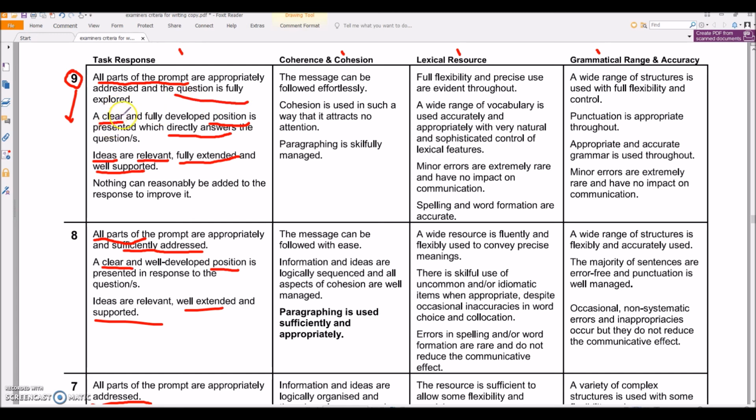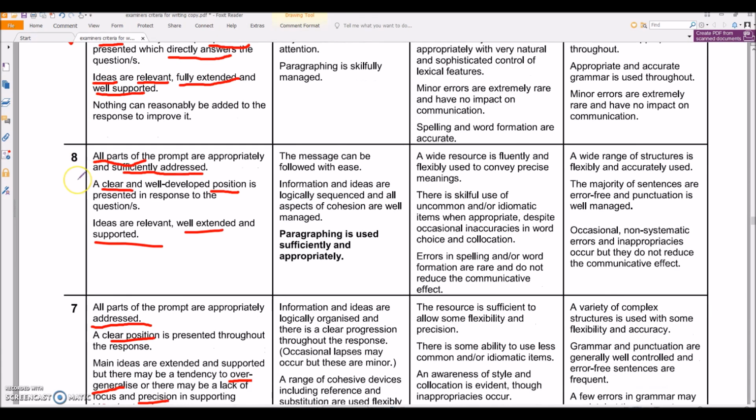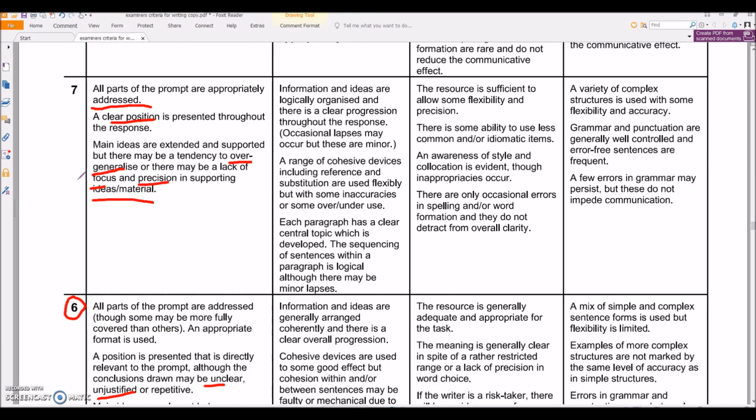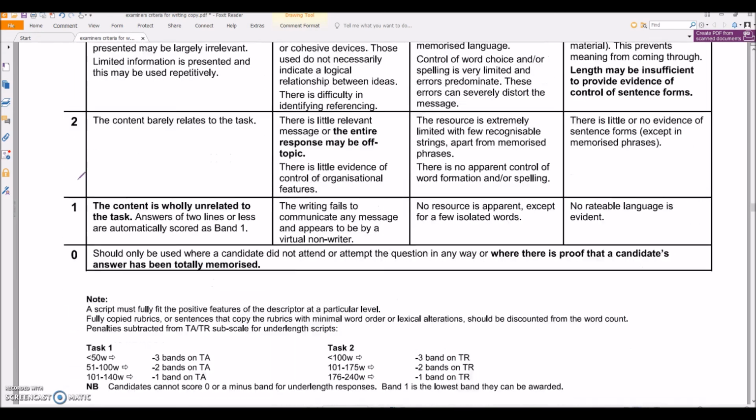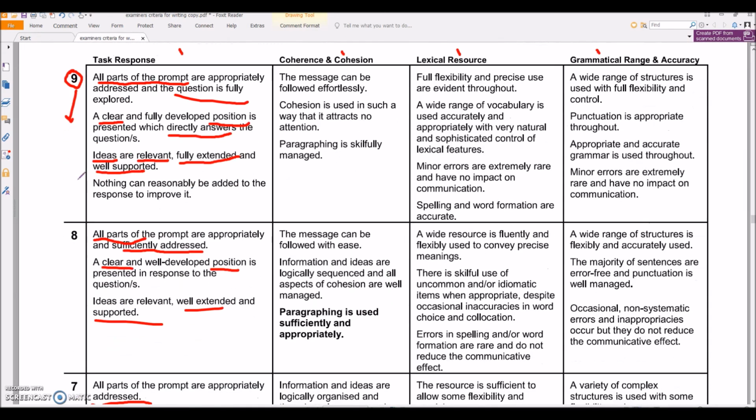Make sure your position is clear. In my view, I agree, I disagree. The problem is, the solution is, the advantages, the disadvantages. Make sure that you have good ideas. They don't have to be interesting, but they have to be supported and extended. Right? The quality of the ideas, as we've seen from these keywords, are vital for a good task response score. So that is basically it. You've got some examples there.